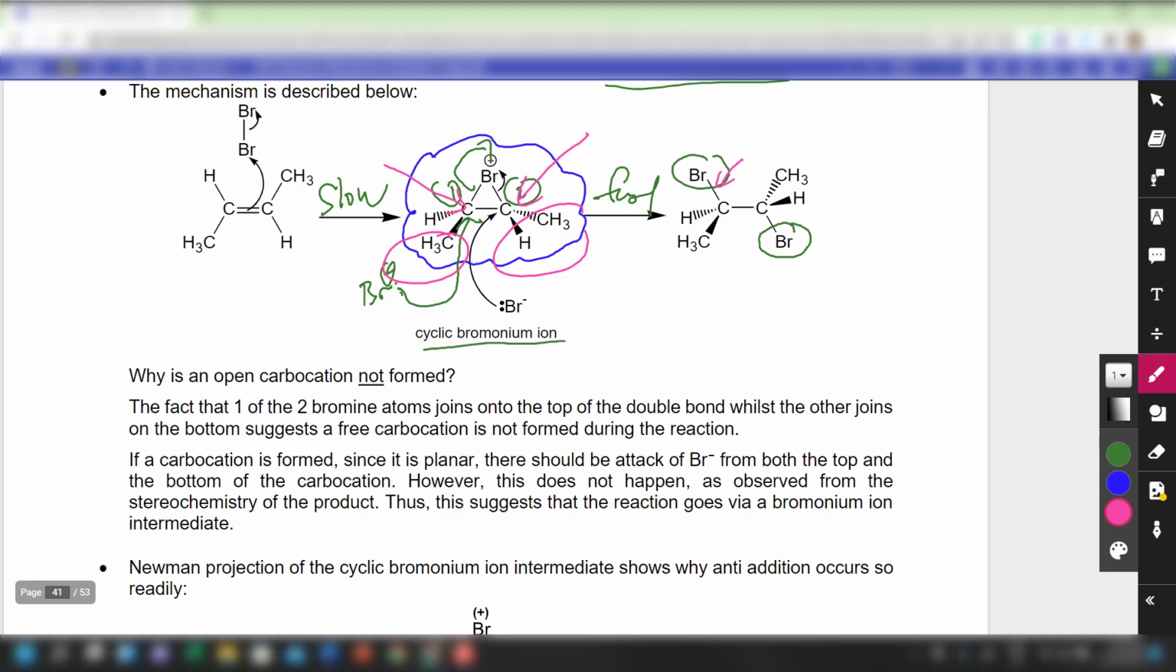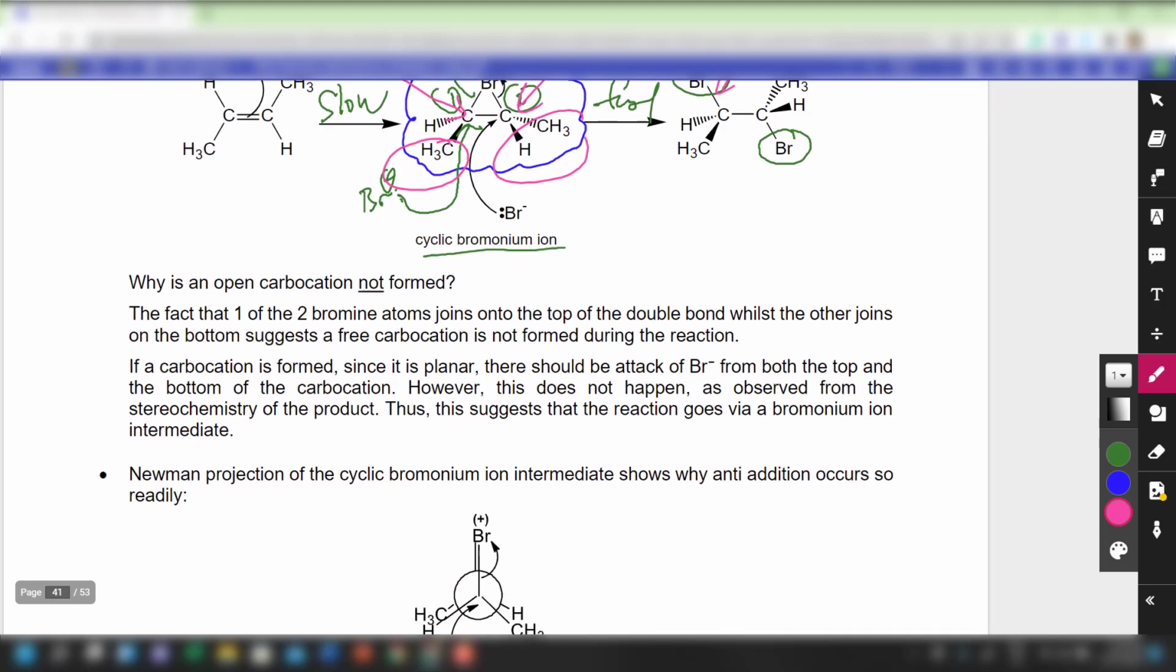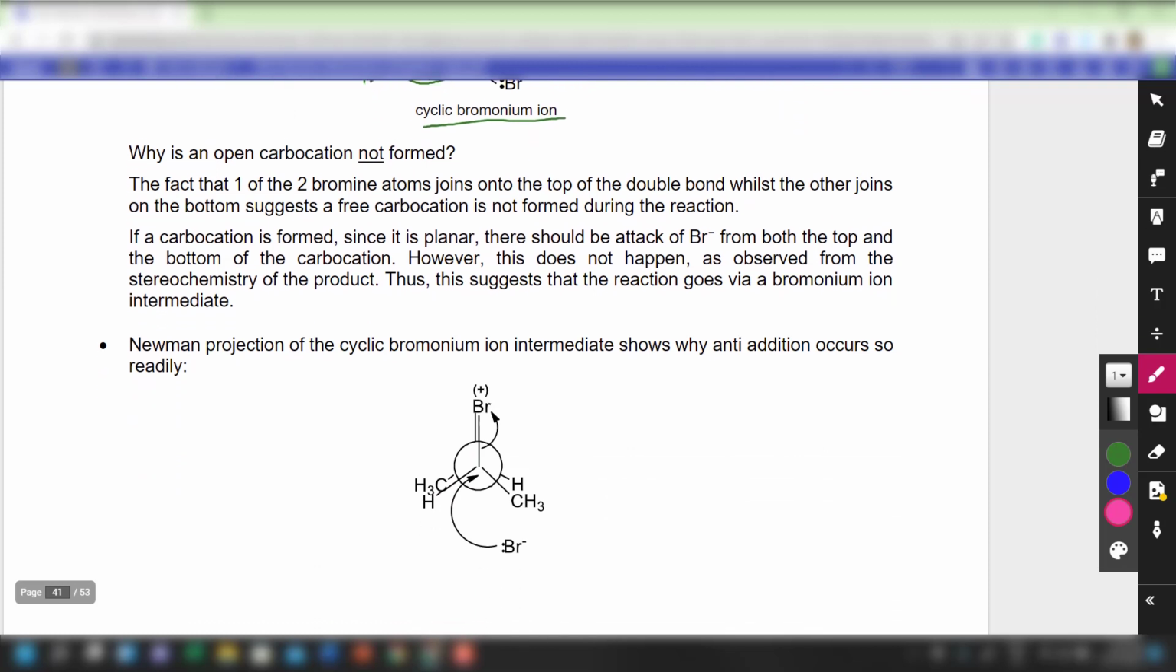Well, the cyclic bromonium intermediate has its advantage because all atoms, except hydrogen of course, have the octet configuration. The drawback of a carbocation is that the carbocationic center is electron deficient because it only has 6 electrons around it. But if we have a cyclic bromonium, you notice that all non-hydrogen atoms have the octet configuration. So it kind of gives the system added stability.